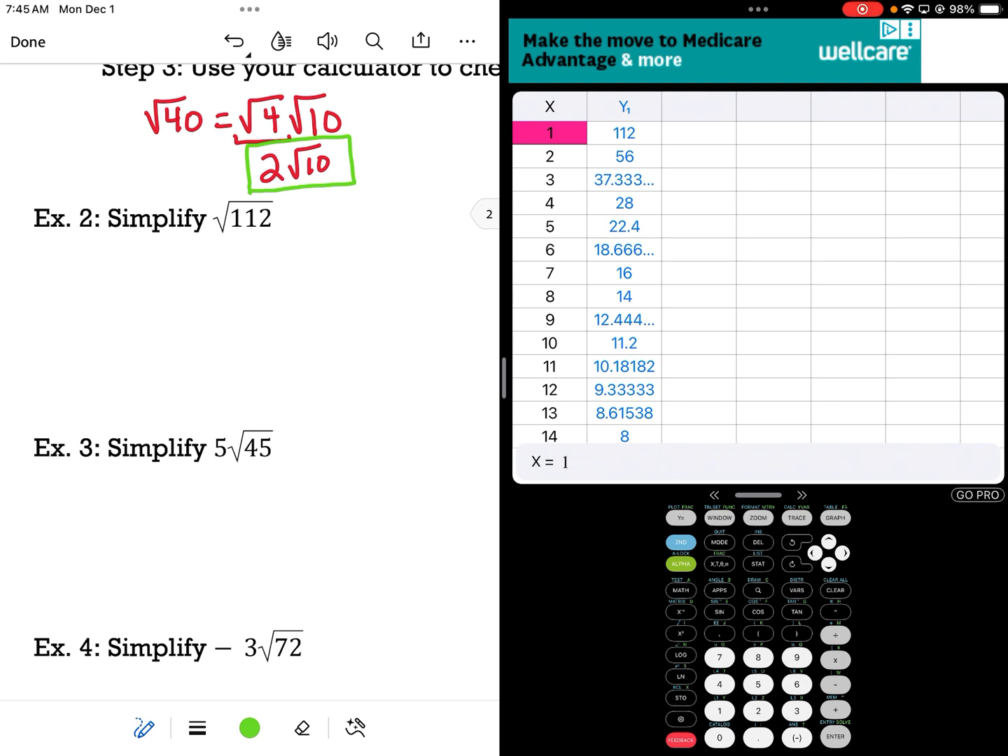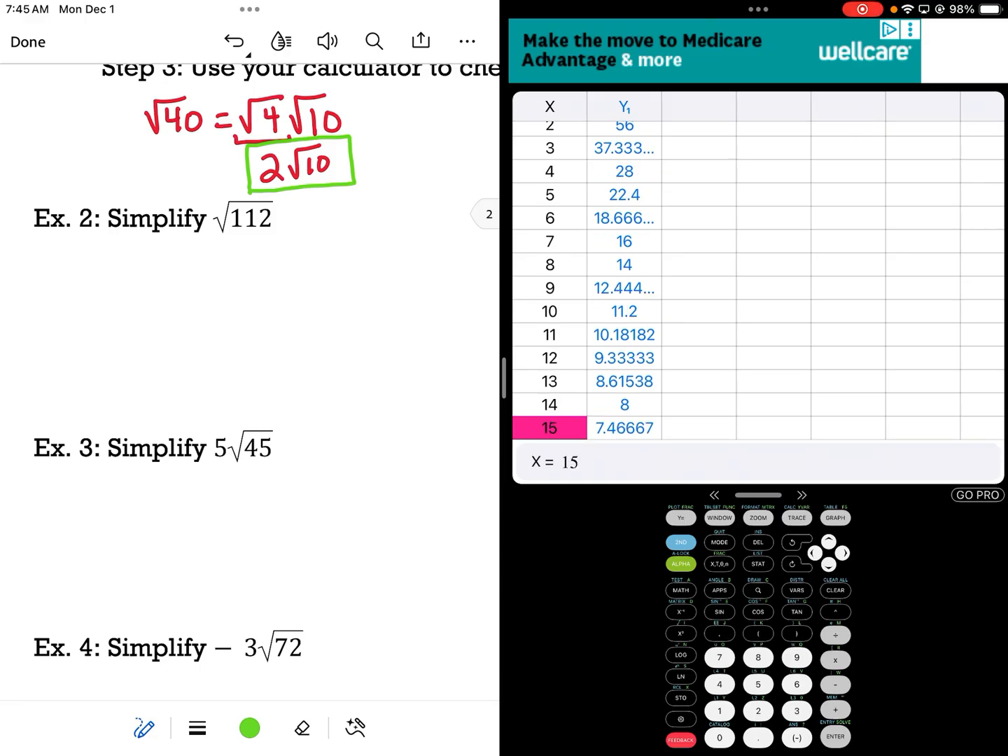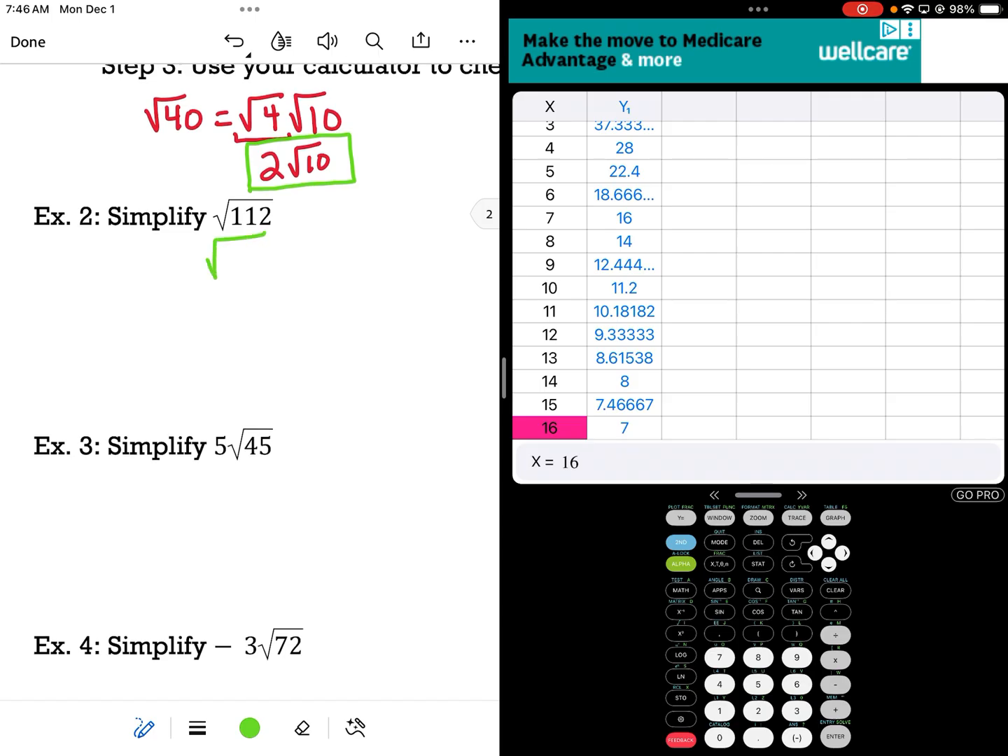I'm going to go through all of these. 4 is on there. Okay, is there a larger perfect square? Yeah. 16 and 7. So we would write this as square root of 16, square root of 7. What is the square root of 16? 4. So I rewrite this as 4 square root of 7.